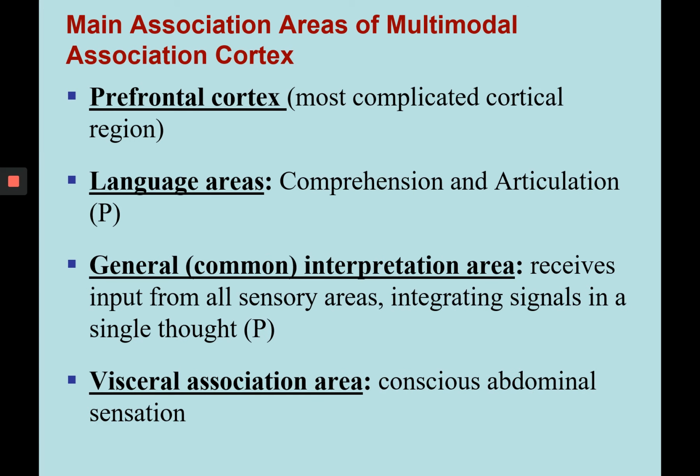The prefrontal cortex is really complicated. We're looking mainly at the cerebral cortex of the front of the frontal lobe. I'll make sure to point that out when we look at an image coming up. The prefrontal cortex is also going to talk to things like language areas, Broca's and Wernicke's areas. It uses general interpretation areas, and it uses visceral association areas. So we're going to have motor and sensory areas that are considered multimodal.